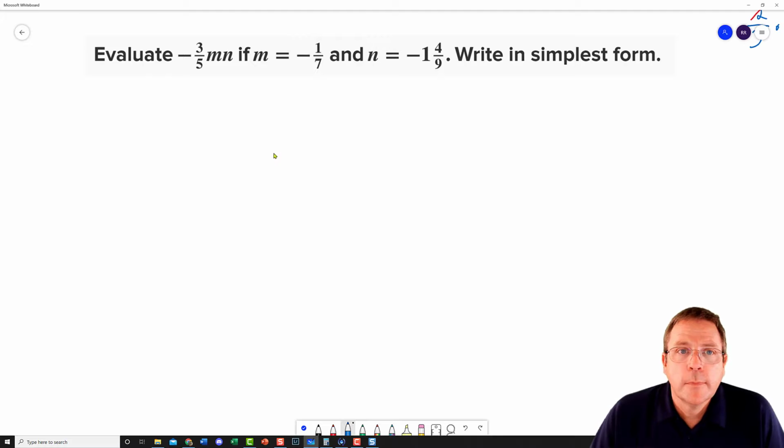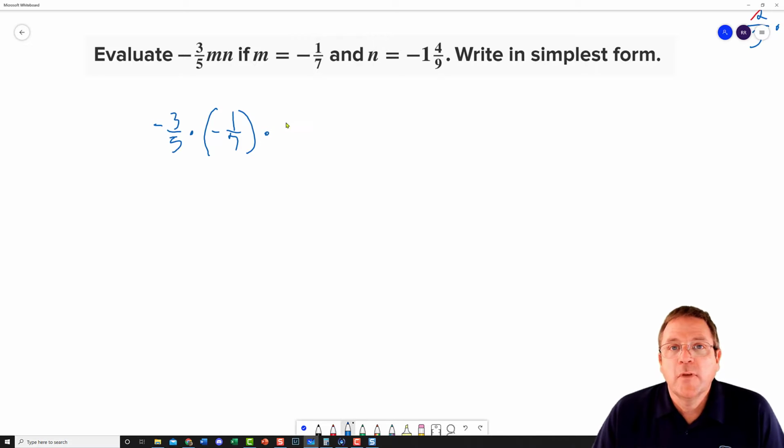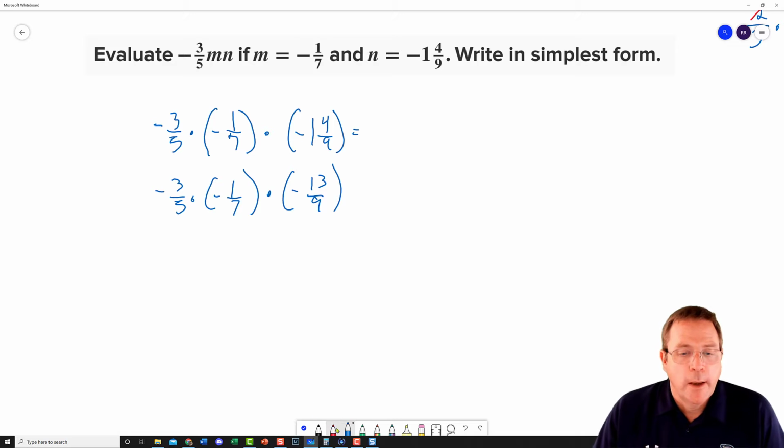Did you do it? Let's see what I have here. So I'm going to have negative 3/5 times m's value, which is going to be a negative 1/7, I must have that parenthesis there, times my n's value, which is going to be a -1 4/9. From here, I'm going to take this mixed number, change it into an improper fraction. That's going to give me a -3/5 times a -1/7 times 9 times 1 is 9 plus 4 is going to be a -13/9. Now I'm going to simplify.